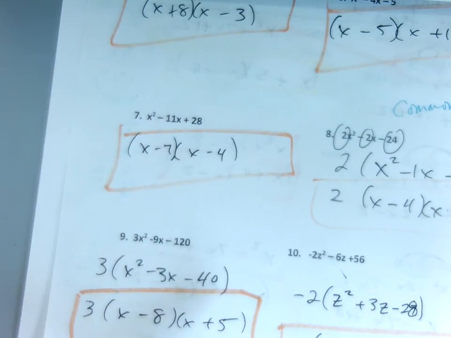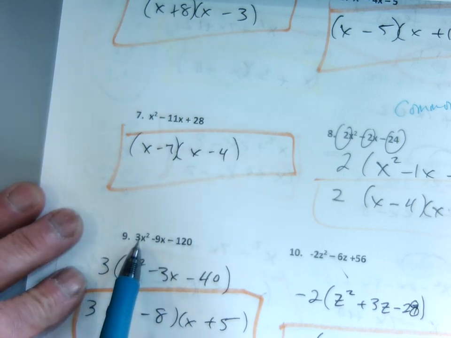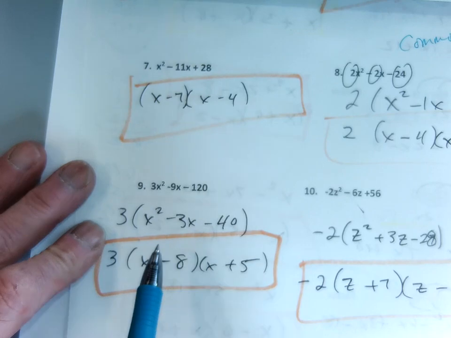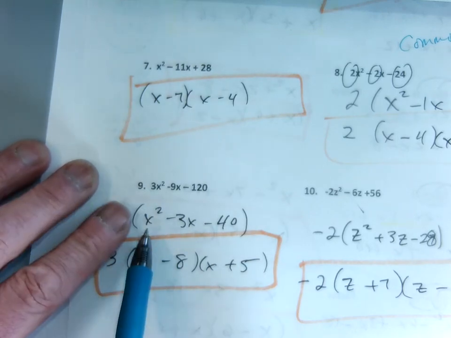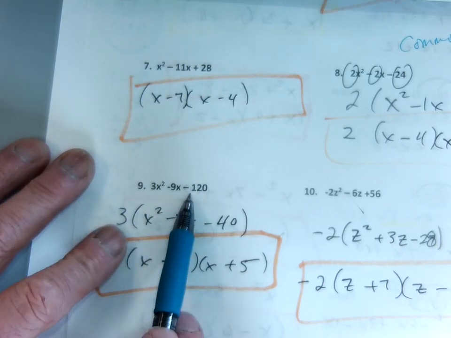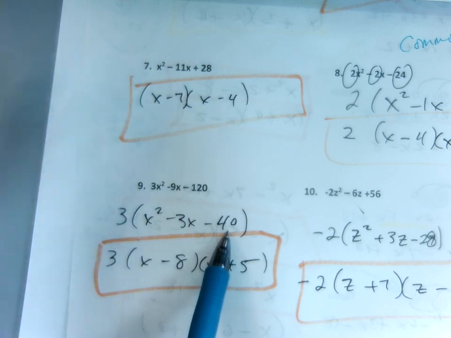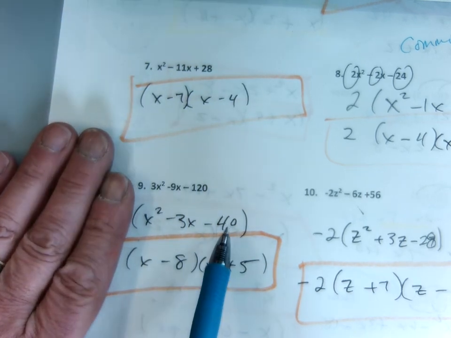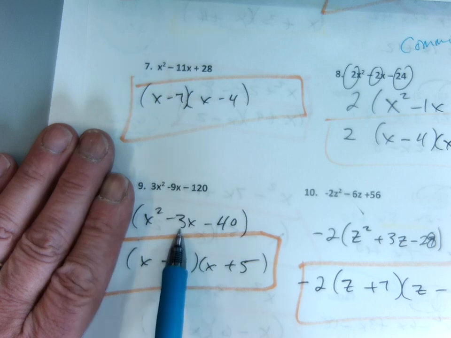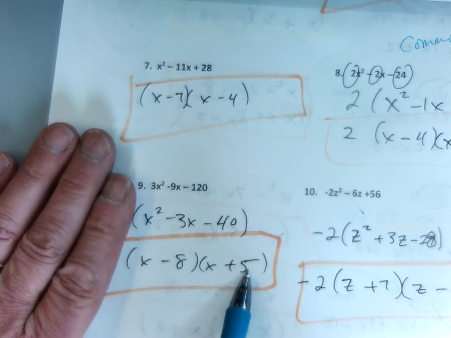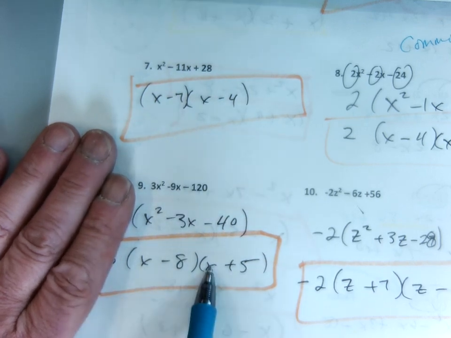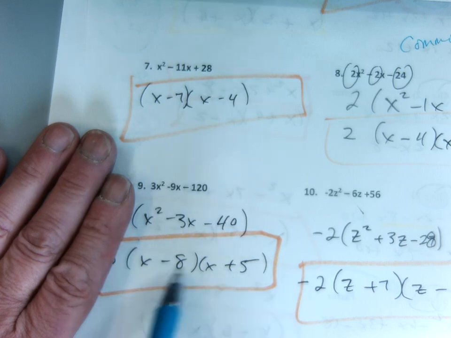Okay? 9, same thing. Can we make it easier? Sure, let's make it easier. So we common factored out a multiple of 3. 3 goes into all of these, so we factored out a 3. Taking out a 3 leaves x squared, negative 3x, and a negative 40. We say, okay, well, ignore the 3 for right now. And what are the multiples of negative 40 that make a negative 3? Well, we came up with a negative 8 and positive 5. So factored form, x and x, minus 8, plus 5, okay?